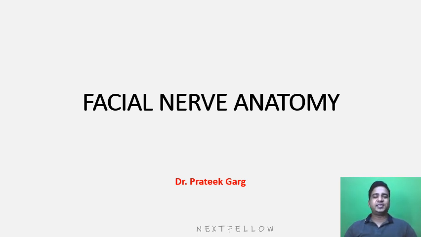So today we will discuss facial nerve anatomy. So what do you mean by facial nerve? It's the seventh cranial nerve. It's a mixed nerve. Why mixed? Because it consists of motor, sensory as well as parasympathetic fibers. So where does the facial nerve arise? It arises at the level of the pontomedullary junction.